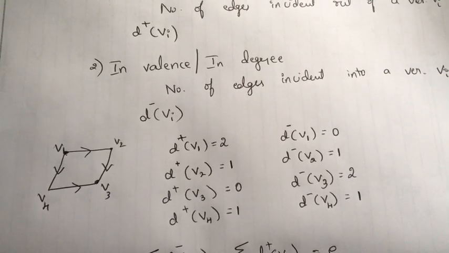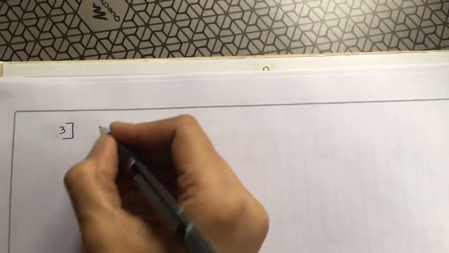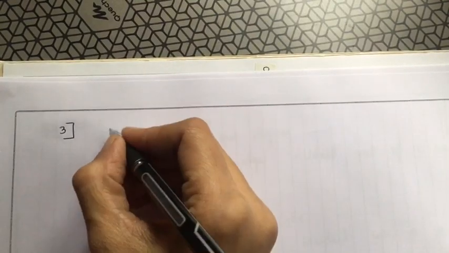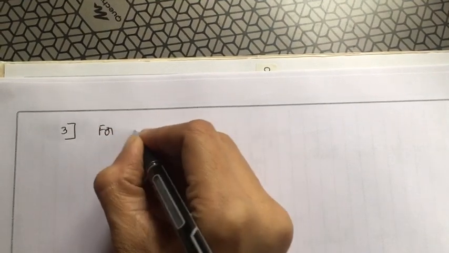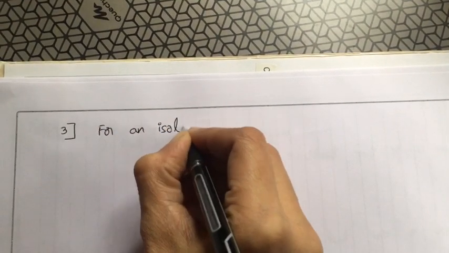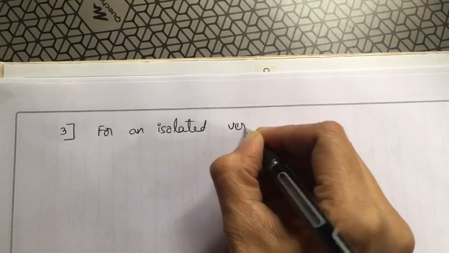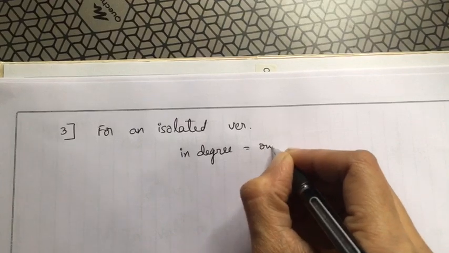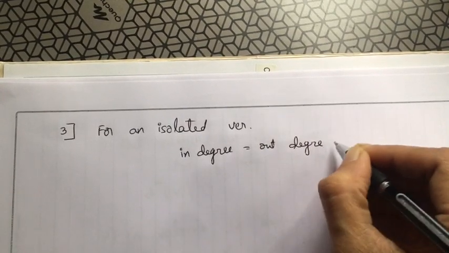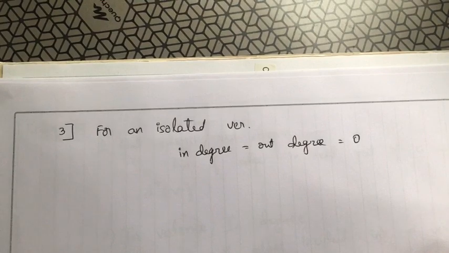Next thing, if I have an isolated vertex in a digraph, for an isolated vertex, in degree is equal to out degree, and that is equal to 0.